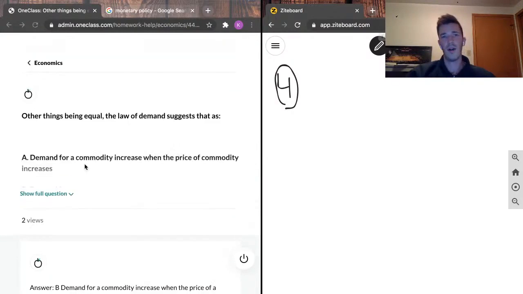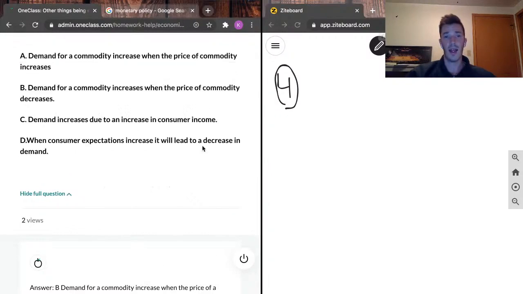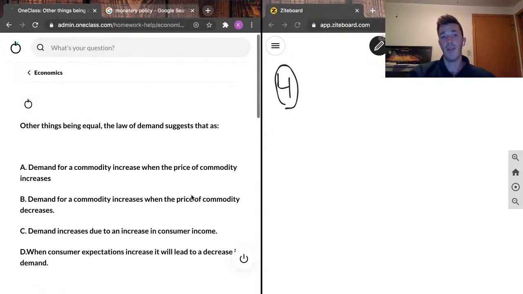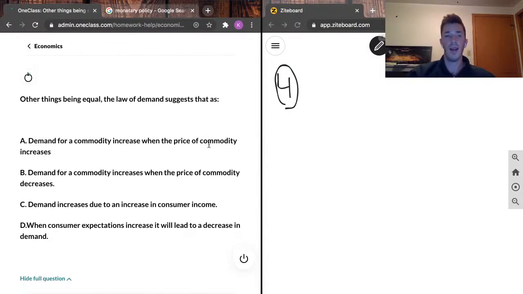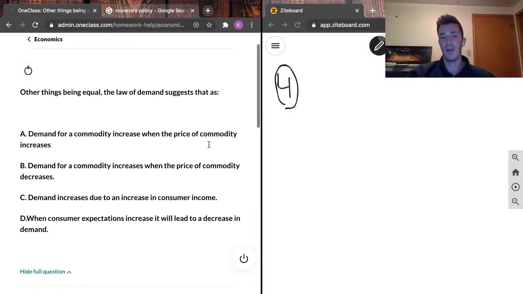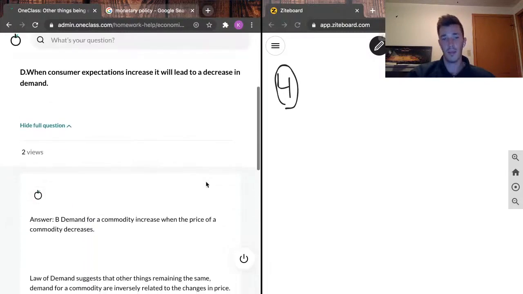And this question reads as follows. Other things being equal, the law of demand suggests that as A, demand for a commodity increases when the price of the commodity increases. B, demand for a commodity increases when the price of the commodity decreases. C, demand increases due to an increase in consumer income. And D, when consumer expectations increase, it will lead to a decrease in demand.